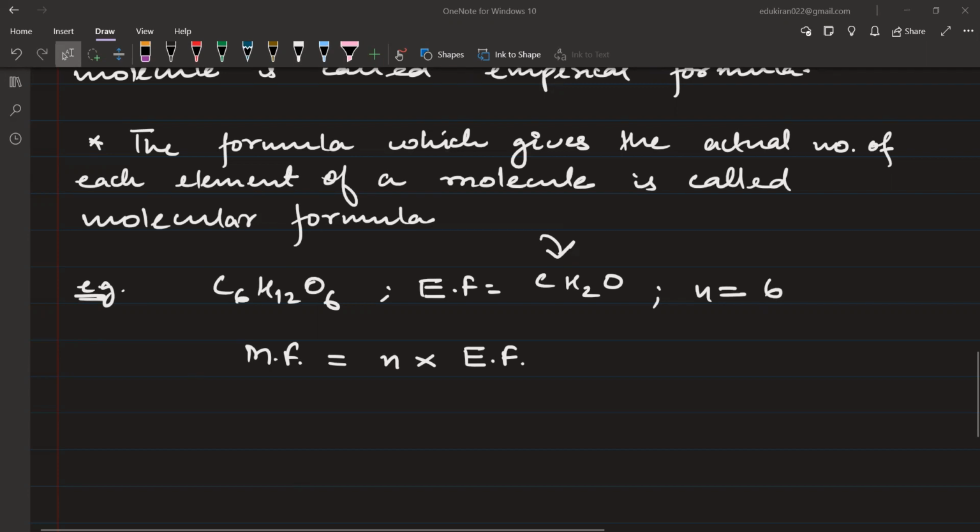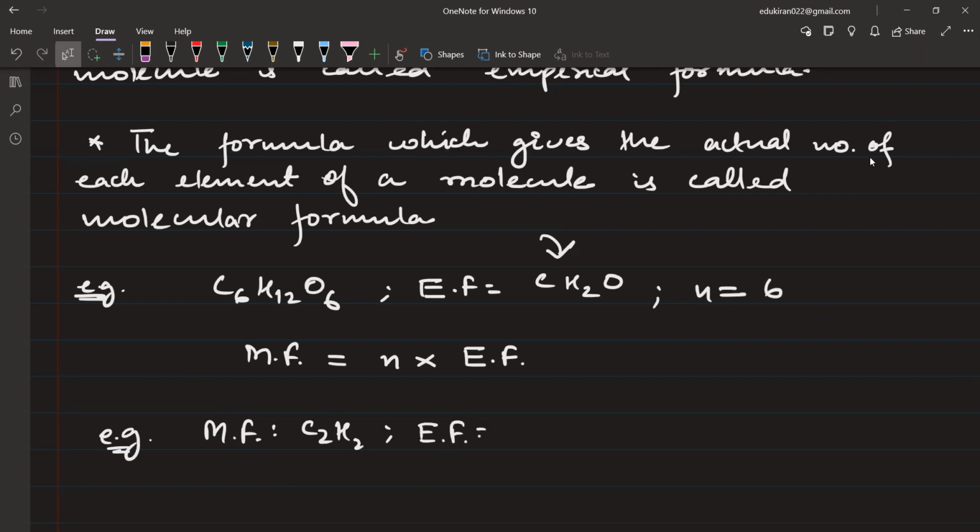Okay, for example, let us say the molecular formula of acetylene is C2H2. Its empirical formula will be CH. The n will be equal to how much? 2. Yes or no?